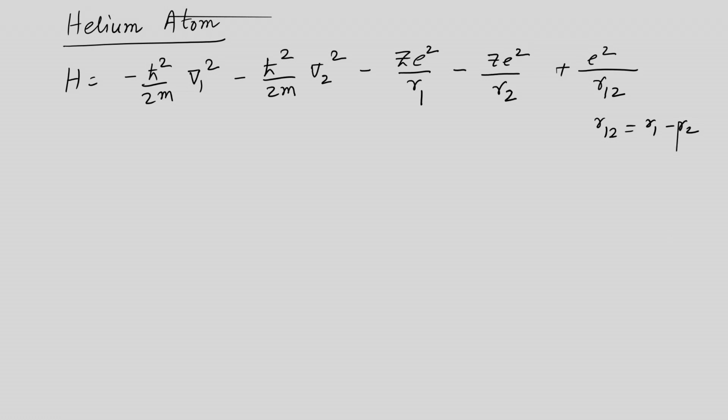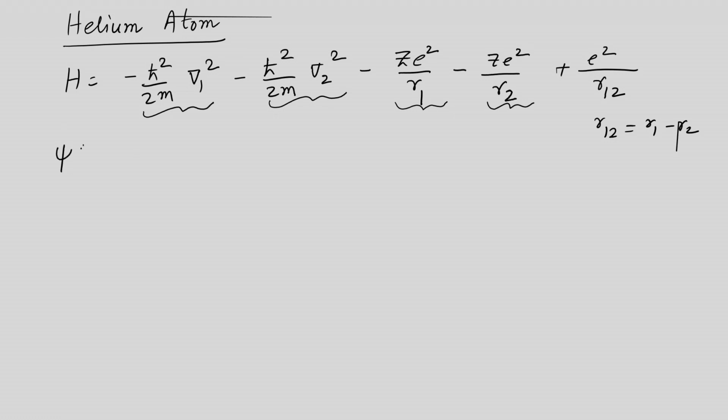So, this is the Hamiltonian for the helium atom. This term is for one electron, this for the other electron, this is the interaction between the nucleus and the first electron, again the nucleus and the second electron, and that is the interaction energy between the first and the second electron.